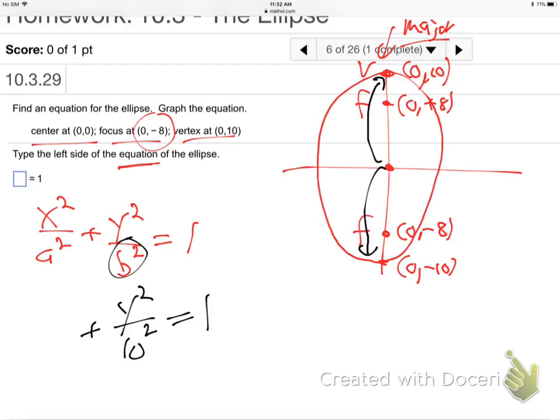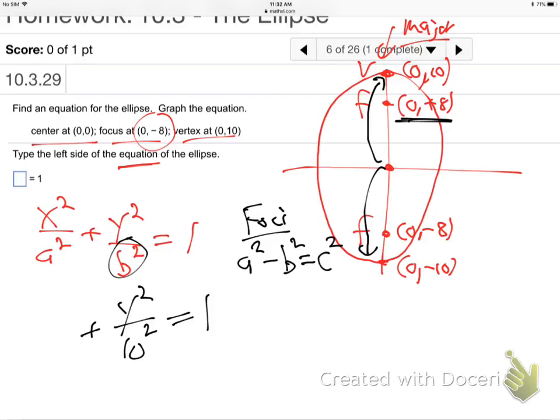Call it whatever you want. I got to find that one. How am I going to do that? 100 minus 1. Going to use the focus equation because I have the focus point. So we're going to use the focus equation again, the foci equation, which is what? A squared minus b squared is c squared.